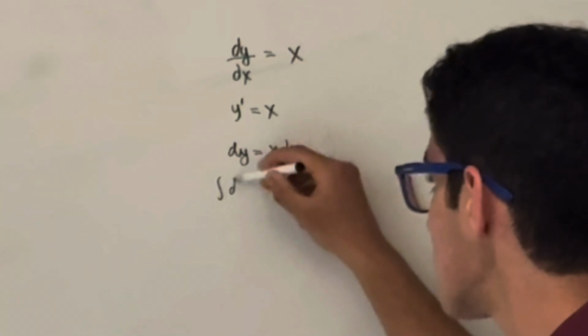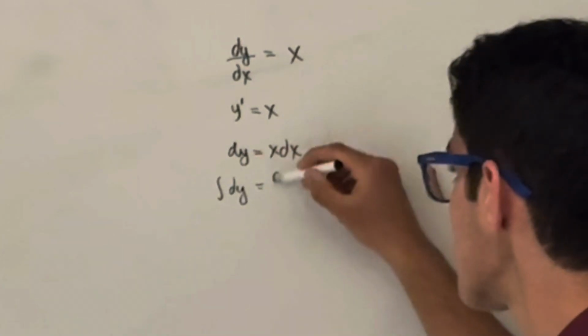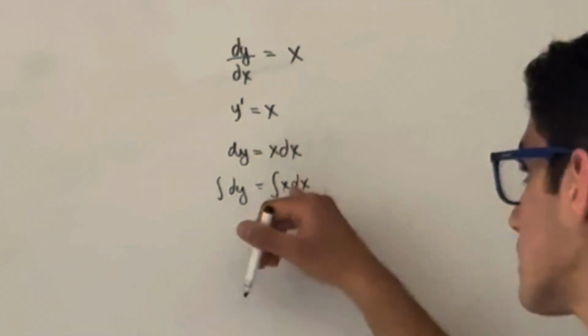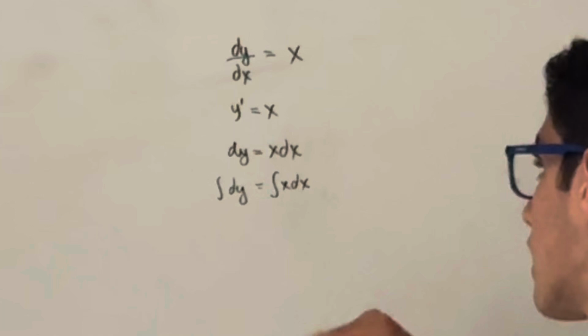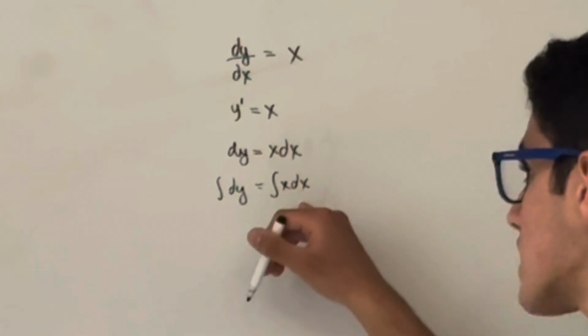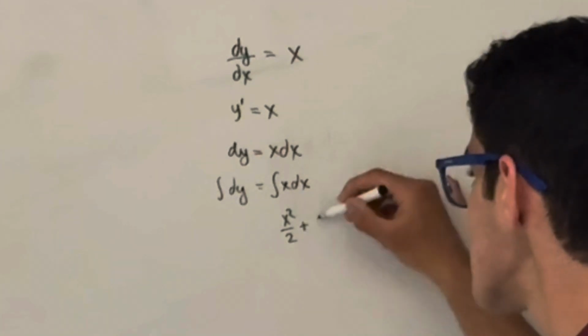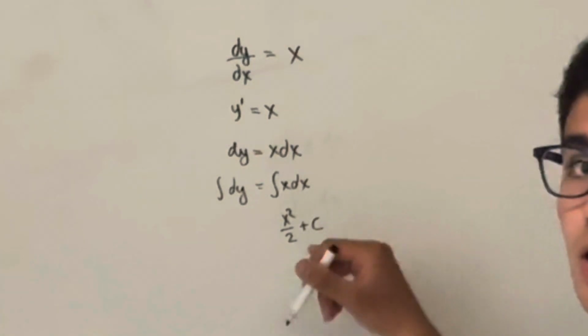That will give us the integral of dy on the left. And over here we have the integral of x with respect to x, as denoted by the dx. How can we solve this? Well, the right hand side should be fairly easy. We know this, we've done it before. It's x squared over 2 plus c. Remember to add the constant c.